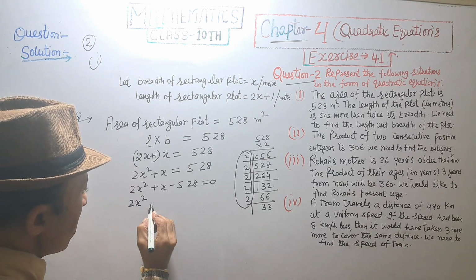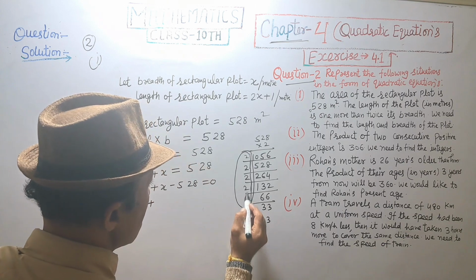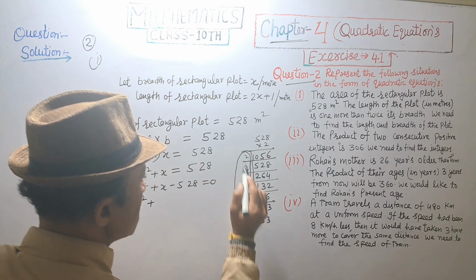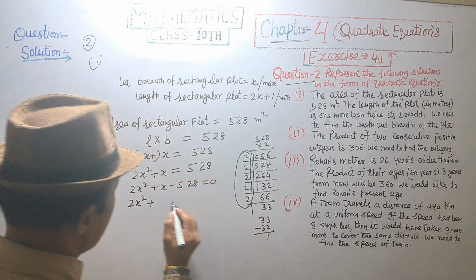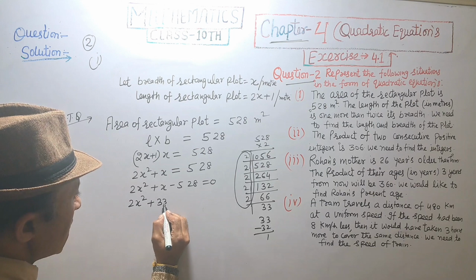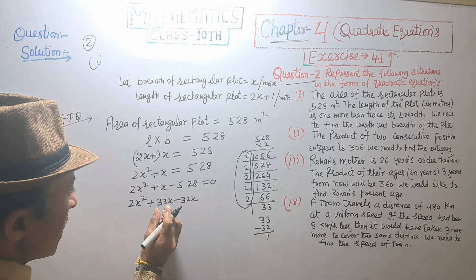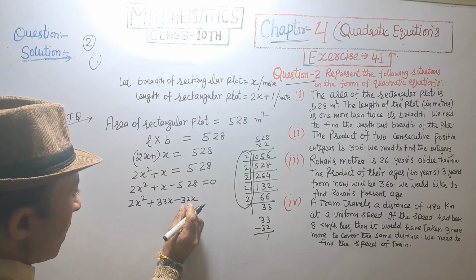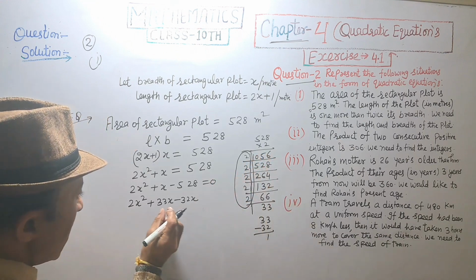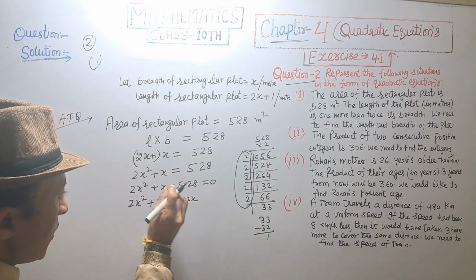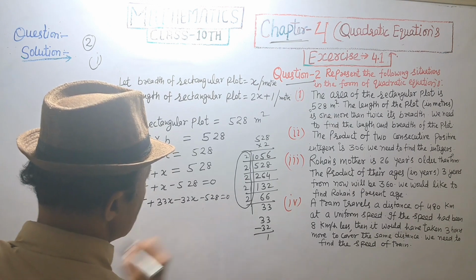2x square plus 33x minus 32x minus 528 equal to 0. The product of the two numbers 33 and 32 is equal to 1056, and their difference is equal to 1, the coefficient of x. 33 minus 32 equal to 1.